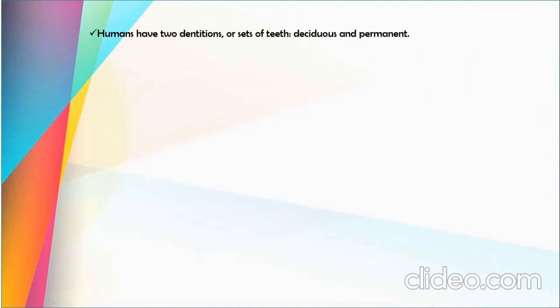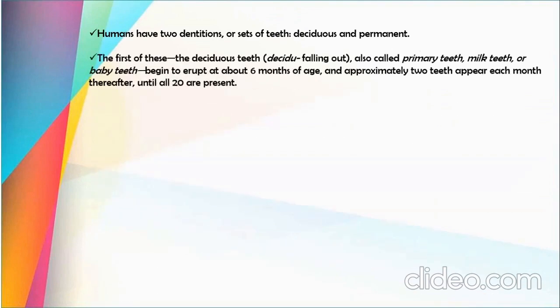Humans have two dentitions, or sets of teeth: the deciduous and the permanent. The first of these, the deciduous teeth, deciduous meaning falling out, is also called the primary teeth, the milk teeth or the baby teeth. They begin to erupt at about the 6th month of age, and approximately 2 teeth appear each month thereafter until all 20 are present.